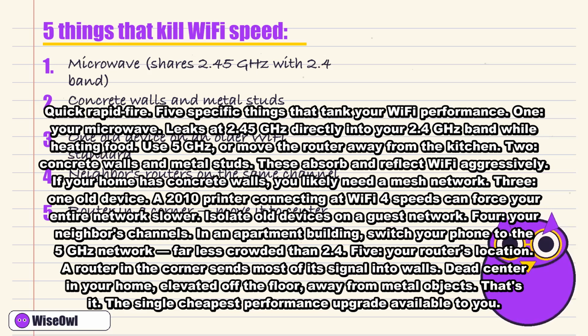3. One old device. A 2010 printer connecting at Wi-Fi 4 speeds can force your entire network slower. Isolate old devices on a guest network. 4. Your neighbor's channels. In an apartment building, switch your phone to the 5 GHz network, far less crowded than 2.4. 5. Your router's location. A router in the corner sends most of its signal into walls. Dead center in your home, elevated off the floor, away from metal objects. That's it. The single cheapest performance upgrade available to you.